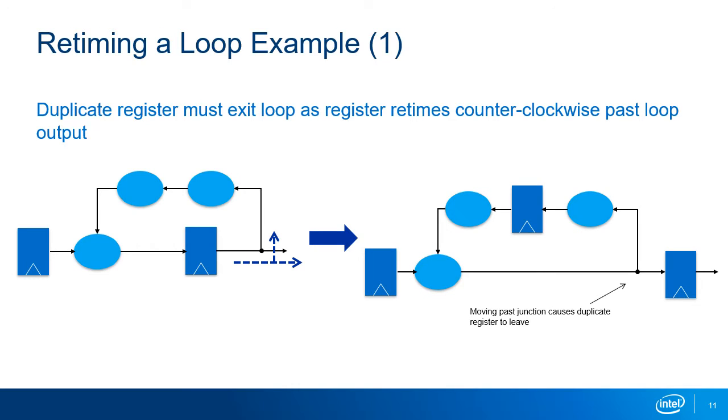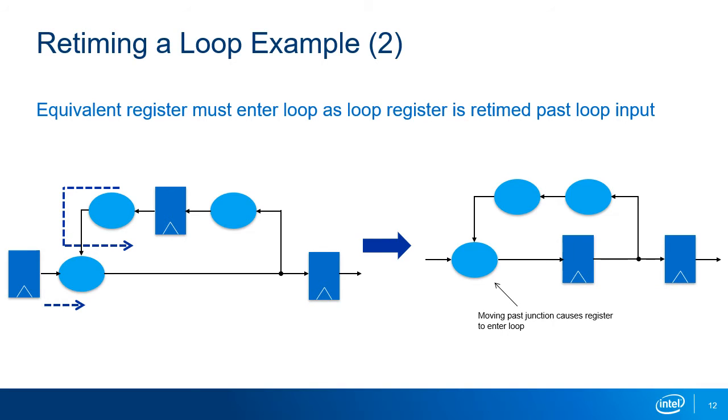In this single register loop example, we're going to retime the register counterclockwise. As the register moves past an output junction, a duplicate register must retime into the output path, since that junction is a retiming dependency node. So retiming the register halfway around the loop, you end up with the circuit on the right.